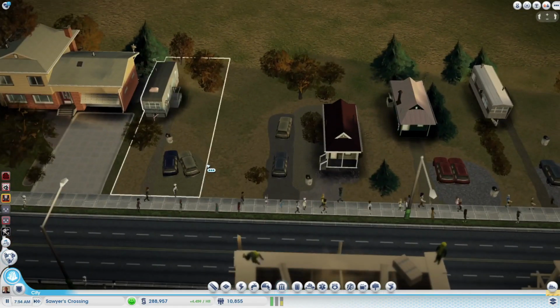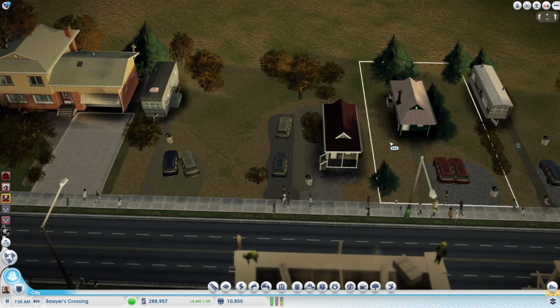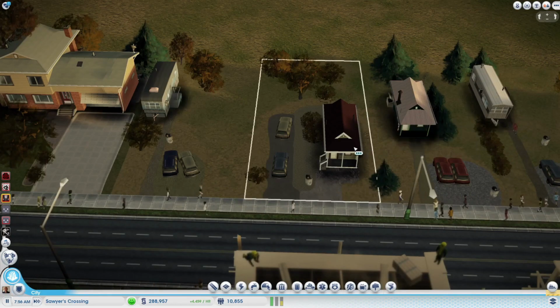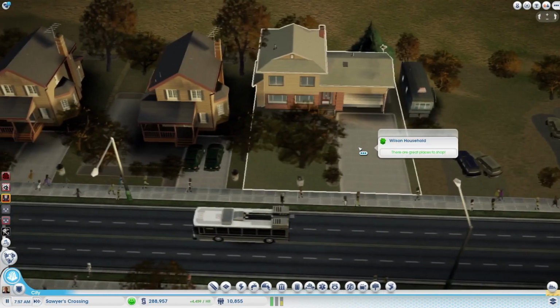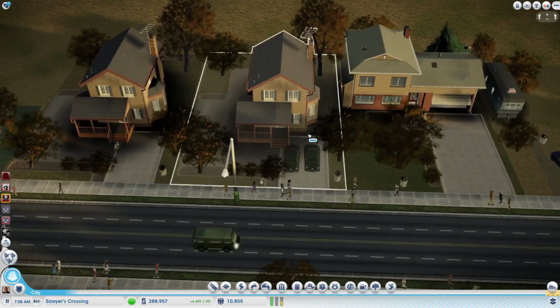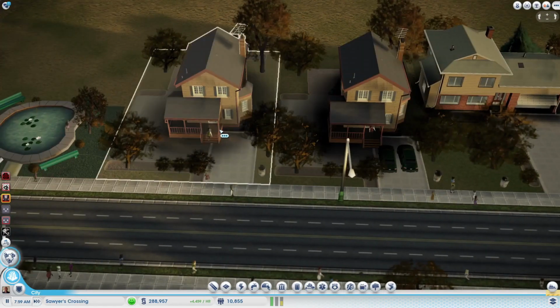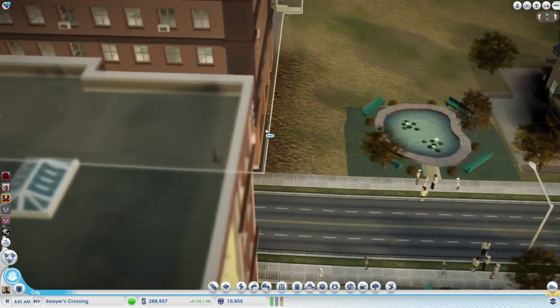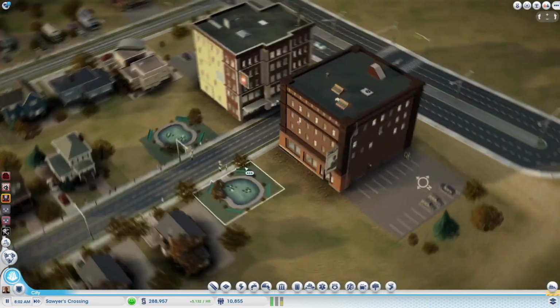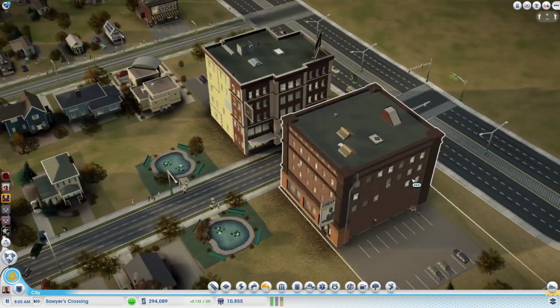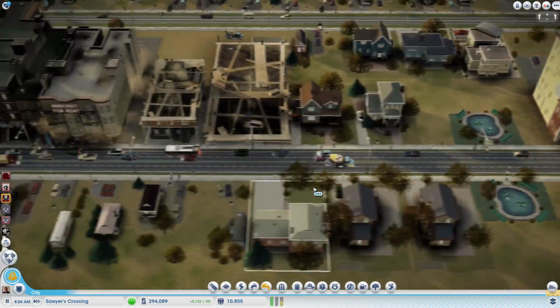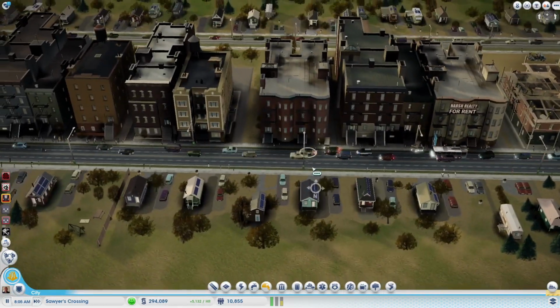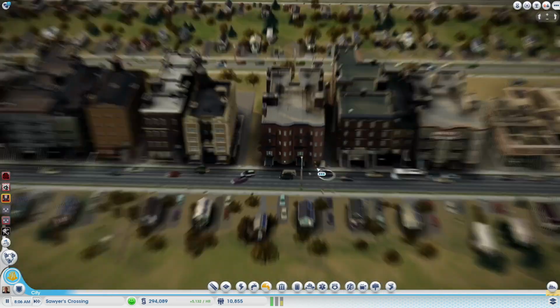So if we look at them side by side, here is a low land value home, and then here is a medium land value home. Same with these apartments here. These apartments are medium land value, and these apartments are low land value.